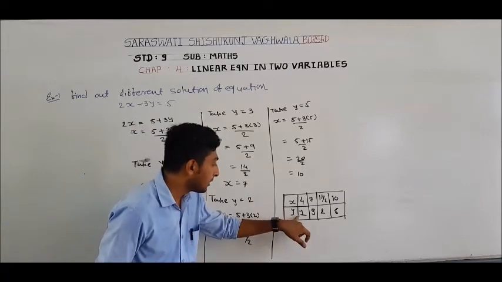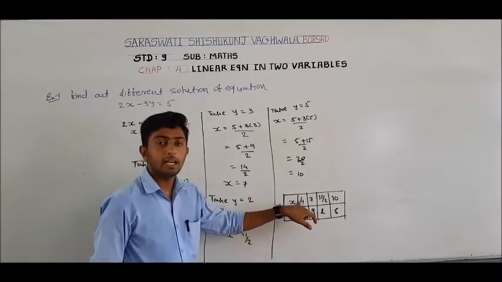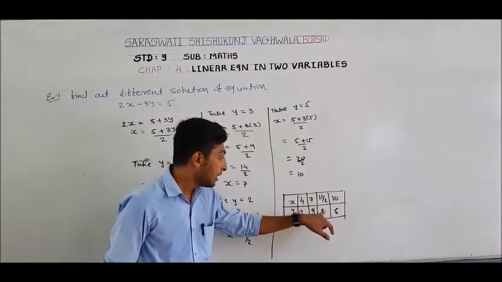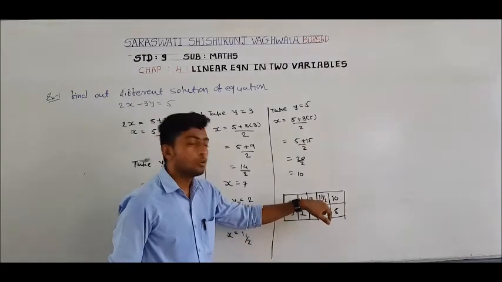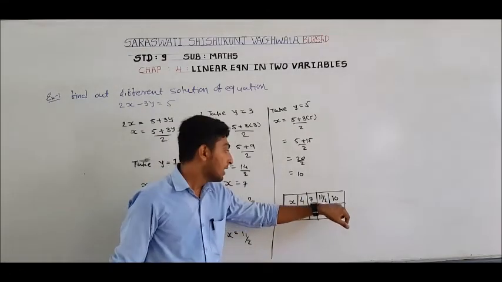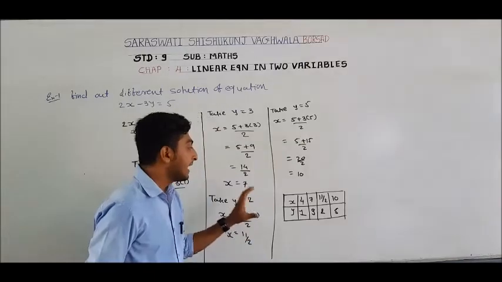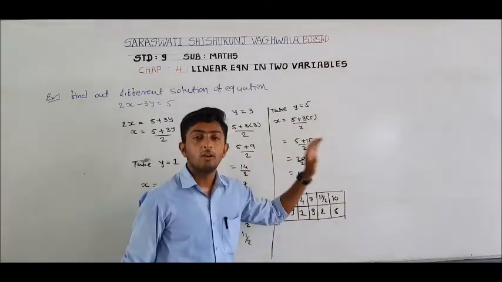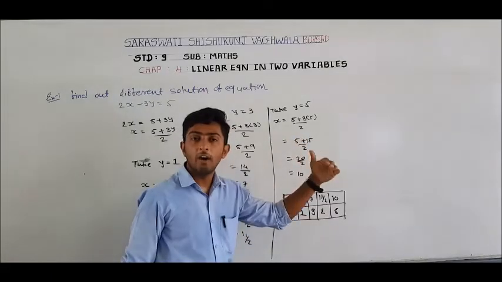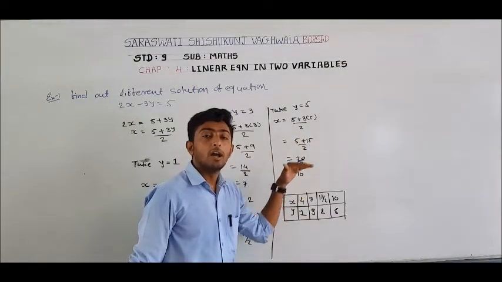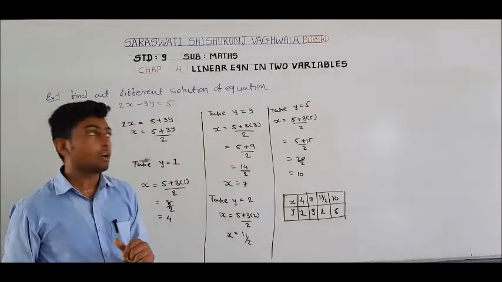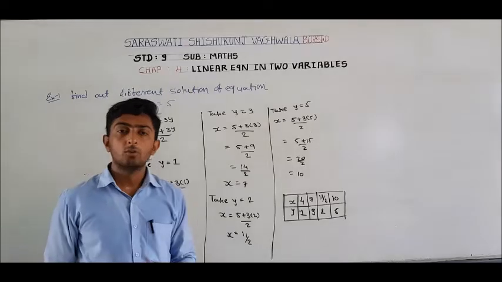That is, if you substitute y equal to 1, you will get x equal to 4. If you substitute y equal to 3, you will get x equal to 7. If you take y equal to 2, you will get x equal to 11 by 2. If you substitute y equal to 5, you will get x equal to 10. There are infinitely many solutions. Whenever you substitute another value of x or another value of y, you will get the value of the other variable. So this is the way to find different solutions of a linear equation with two variables.